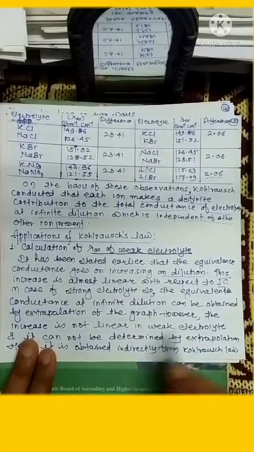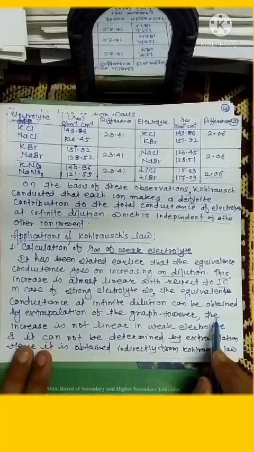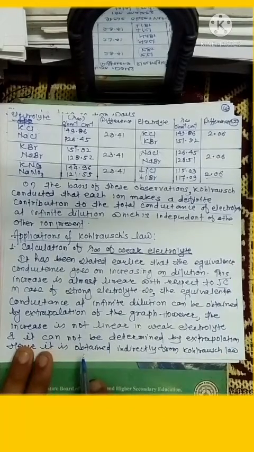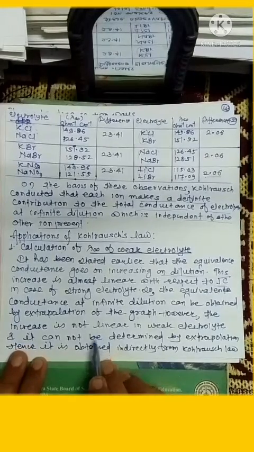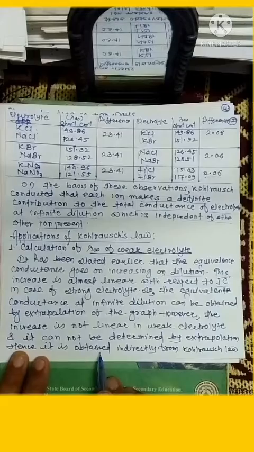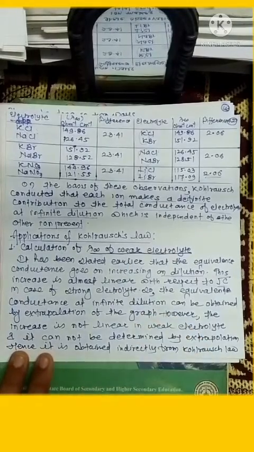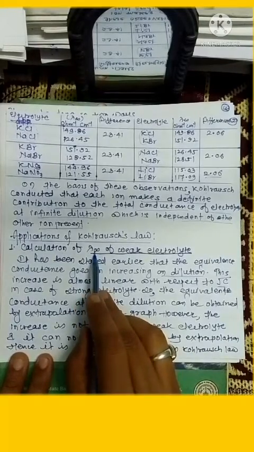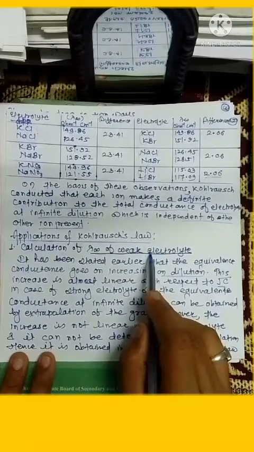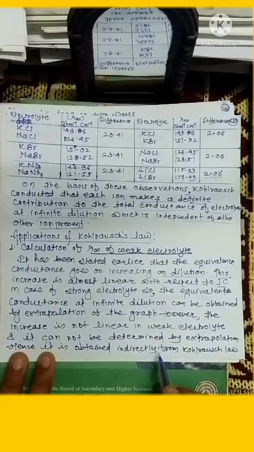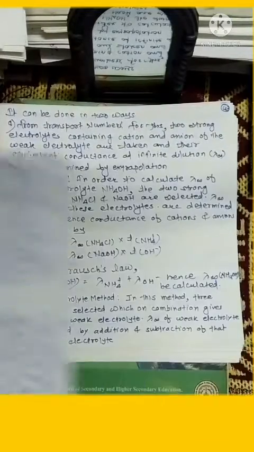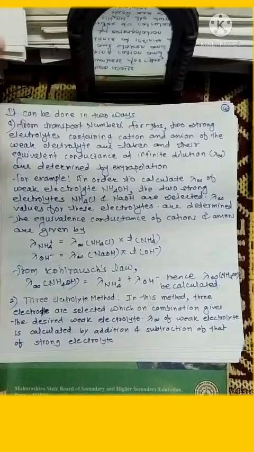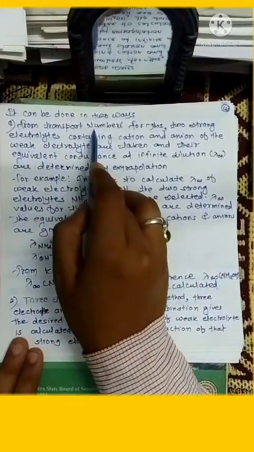But in the case of a weak electrolyte, the increase is not linear and it cannot be determined by the extrapolation method. So, it is indirectly obtained from Kohlrausch's law. The equivalent conductance value at infinite dilution of a weak electrolyte is indirectly obtained by using Kohlrausch's law. It can be done in two ways. First, the transport number method.